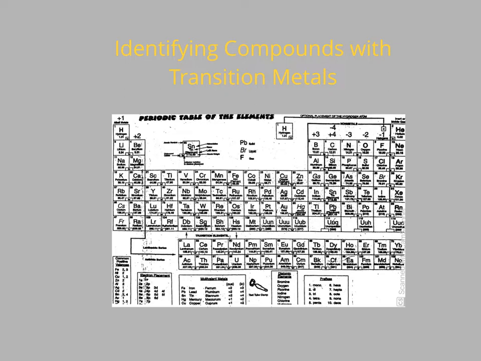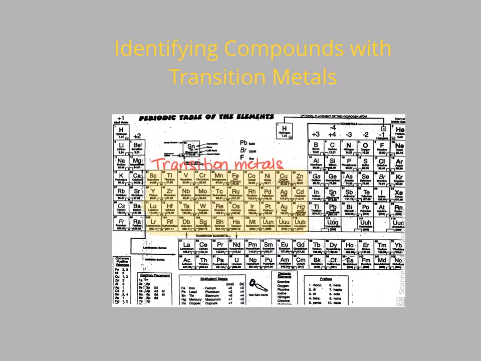So if we take a look at our periodic table, we notice that many of our groups have charges at the top, but we have this whole group in the middle that doesn't have any charges above the groups. And this group of elements in the middle are what we call our transition metals.